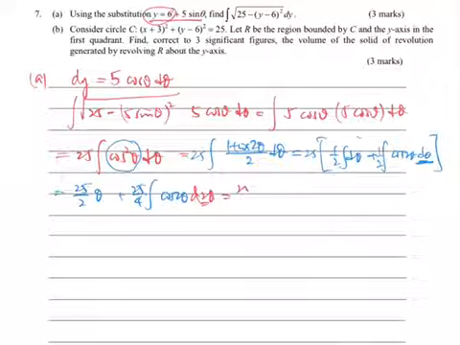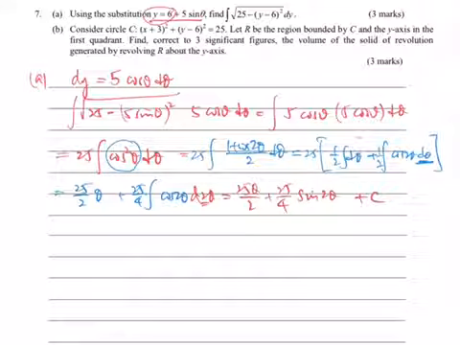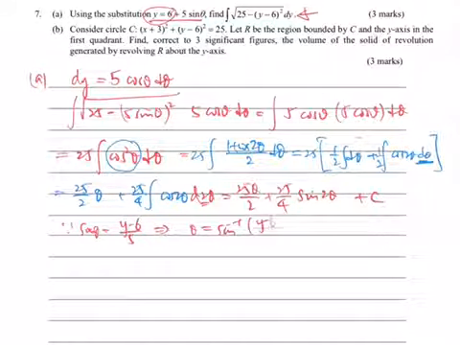So finally it is 25 theta over 2 plus 25 over 4 sine 2 theta, and then plus the constant. Now the original expression is in the variable y, so you need to change all of that back to y. Because sine theta is (y minus 6) over 5, theta can change to sine inverse of (y minus 6) over 5.